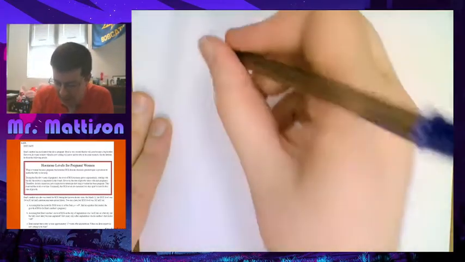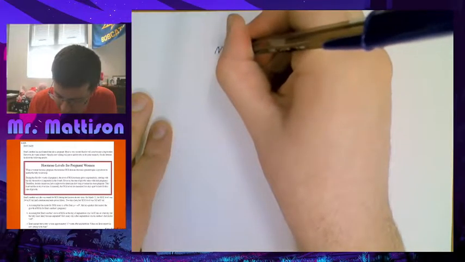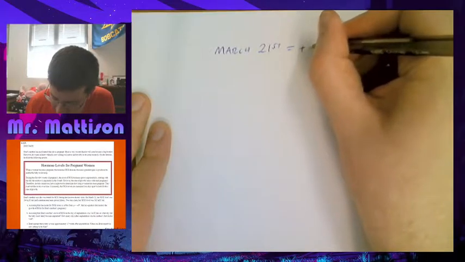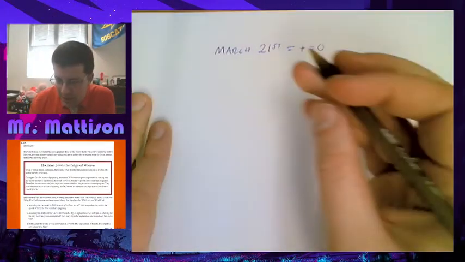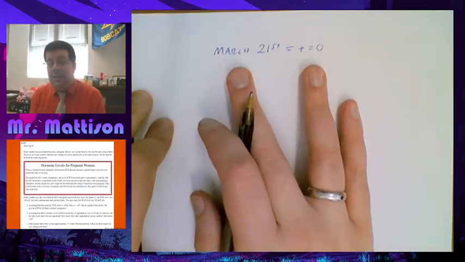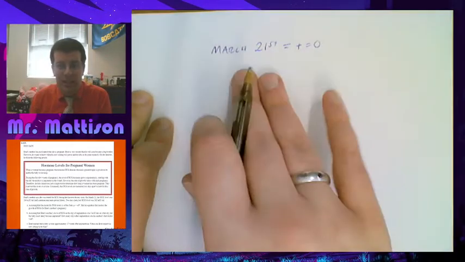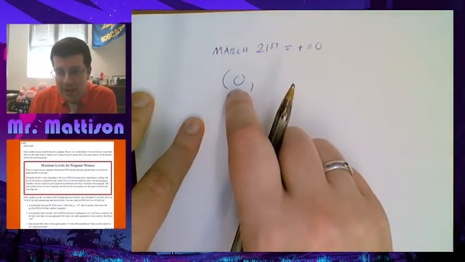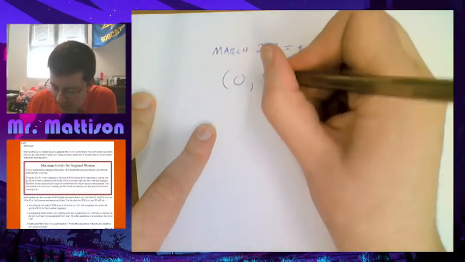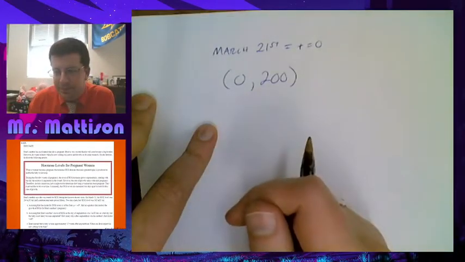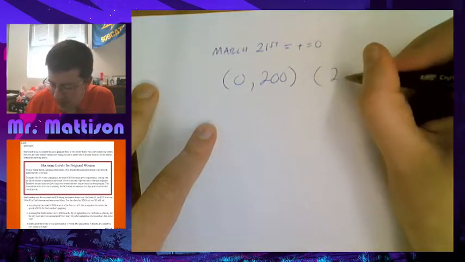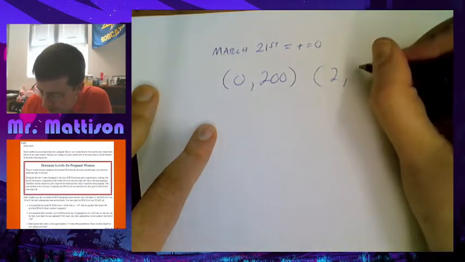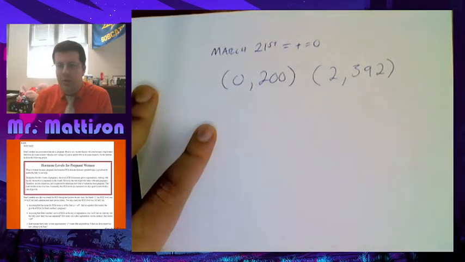So my 2 points that I know, I'm going to first say that March 21st equals t being 0. That's just so that I keep that in mind, so that when I get my final answer, I know what it means in this context. So my 2 points are 0 being my time, or my x value in this case, and then I have 200 units of the hormone. Then my second point is on day 2, because it's 2 days later, I have 392 units of that hormone.